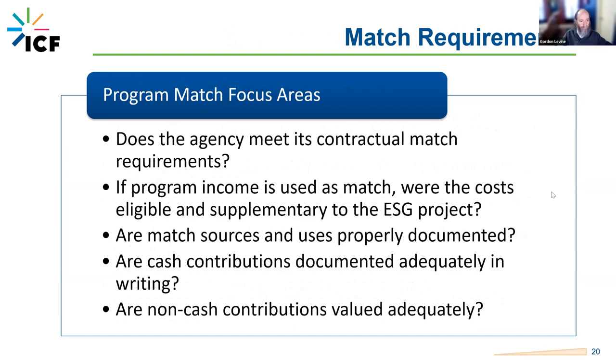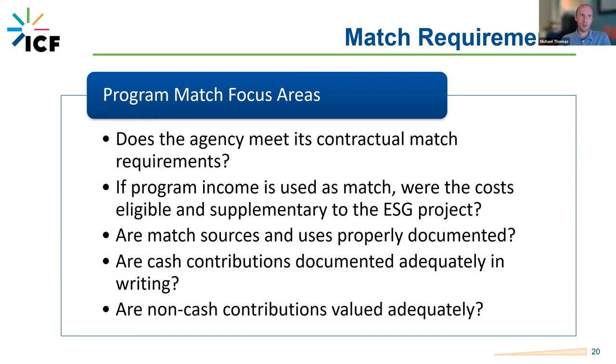All right. So match requirements. When we think about program match, the things you would want to think about asking yourself for a monitoring: does the agency meet its contractual match requirements? For annual ESG, there is a 100% match requirement. ESG CV does not have a match requirement, but for annual ESG, the match amount is going to be equal to the award amount. Does the agency meet that requirement?